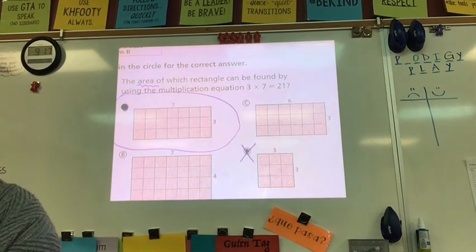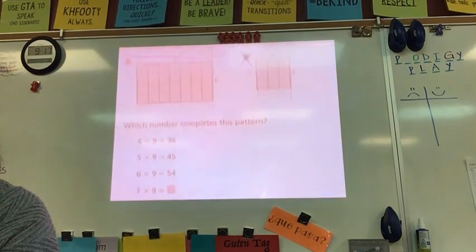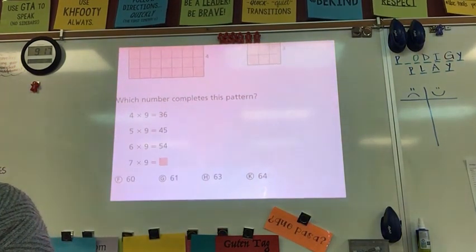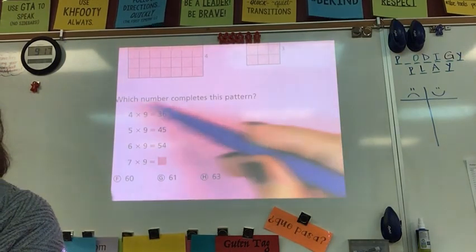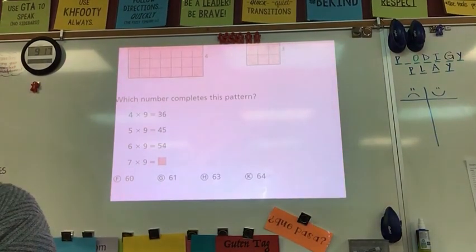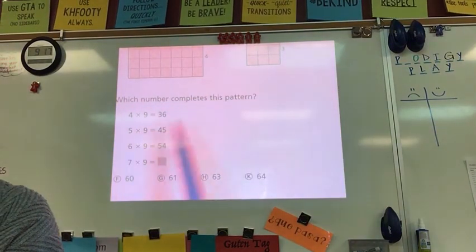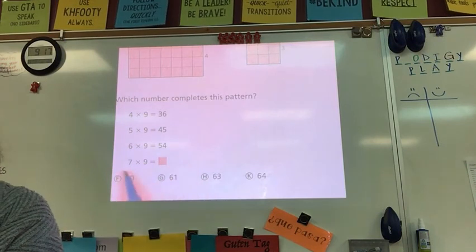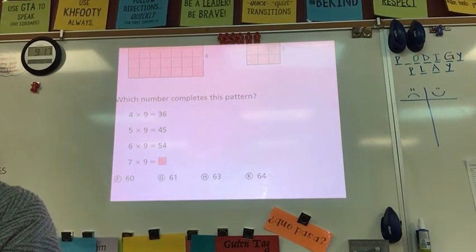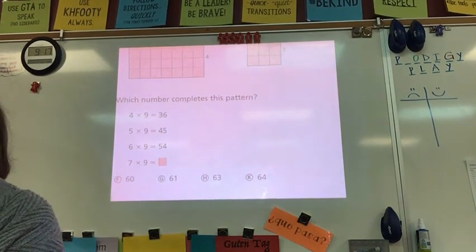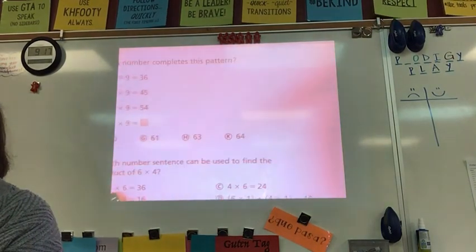Okay? Number 2. Which number completes this pattern? Do I need to draw a picture for this type of problem? No. You would just figure out 4 times 9 is 36. 5 times 9 is 45. 6 times 9 is 54. And you're just going to keep continuing it. Number 3.